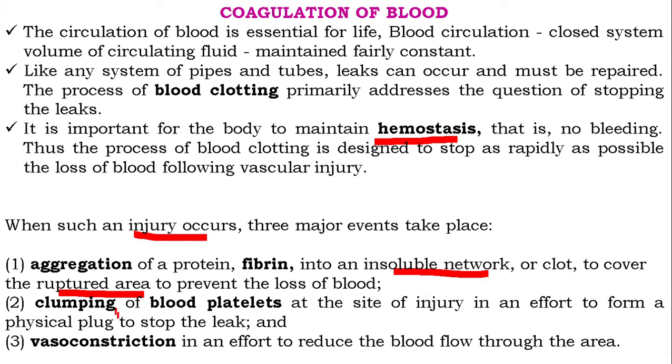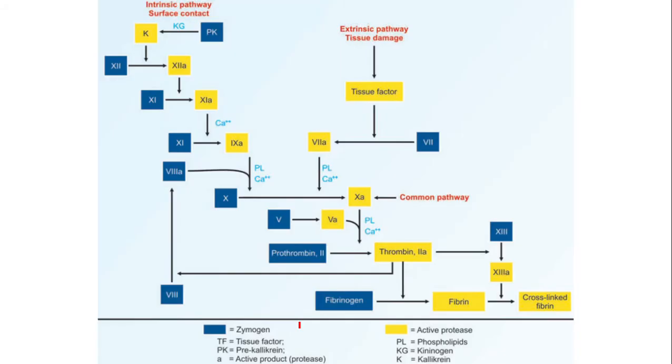Then you have the clumping of blood platelets. In this insoluble network, the blood platelets clump together. It forms a physical plug to stop the leakage. And then we have the vasoconstriction, reduction of the diameter of the blood vessel concerned in order to reduce the blood flow through that area. So these are the different activities. And you see here, ultimately, formation of fibrin indicates blood coagulation.